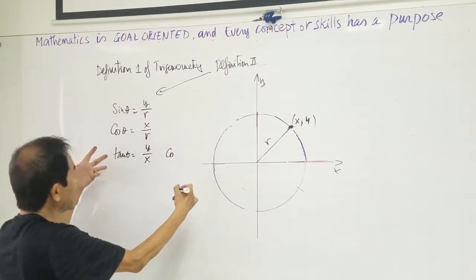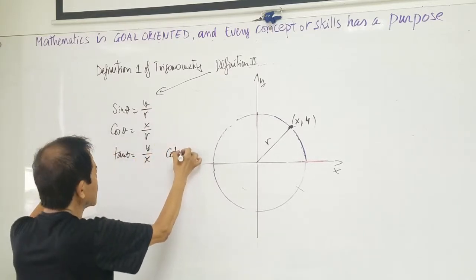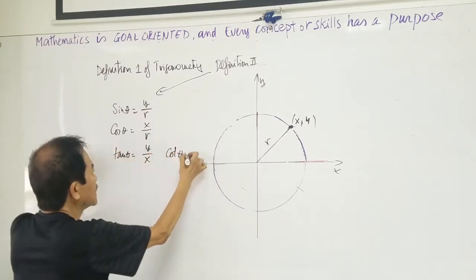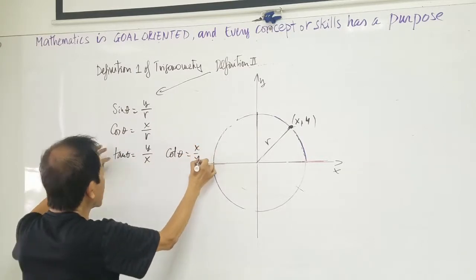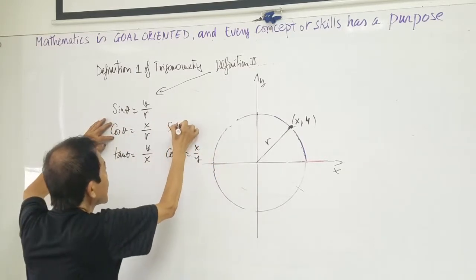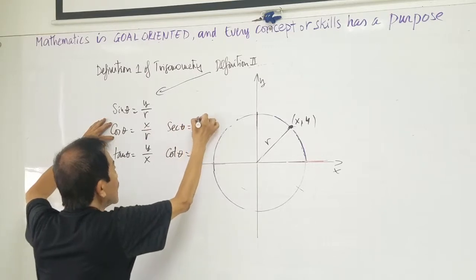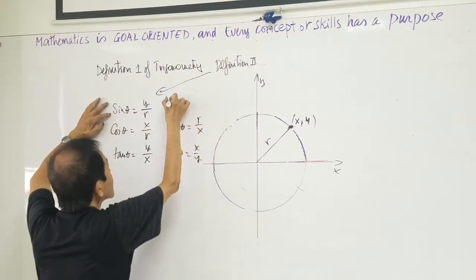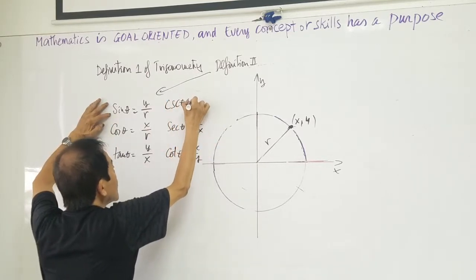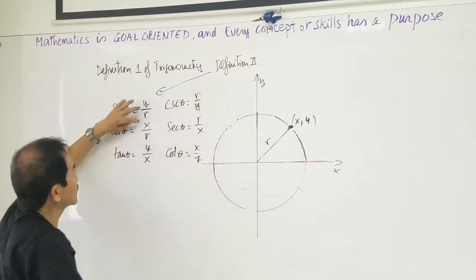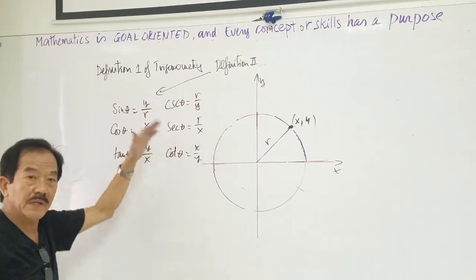And then again you go backward like this, easier. Cotangent theta equals X over Y. Now secant of theta equals R over X, and cosecant of theta equals R over Y. You see, you flip over, reciprocal to each other.